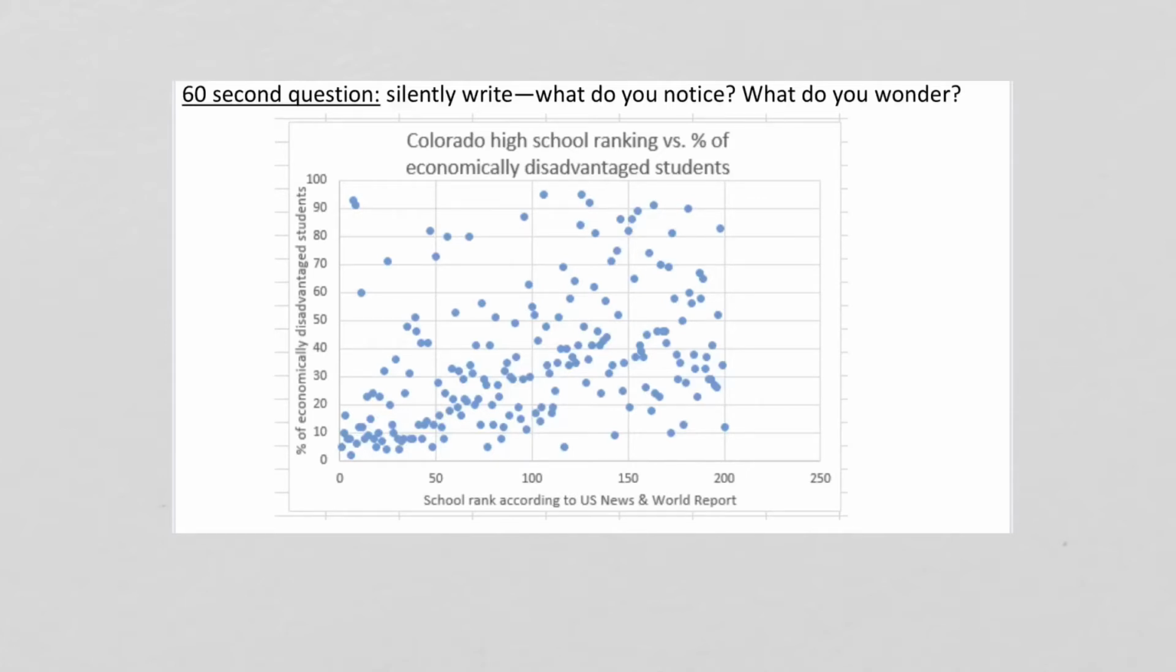Okay, so hopefully you had a chance to write down your thoughts about this graph, which is showing Colorado high school rankings according to U.S. News and World Report versus the percentage of economically disadvantaged students in those schools. I pulled this from 2018-2019.